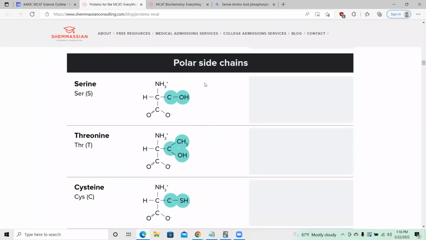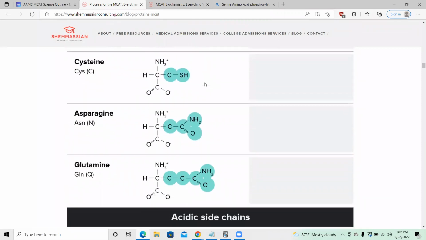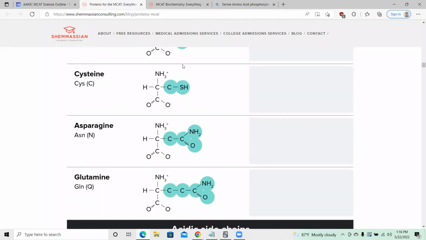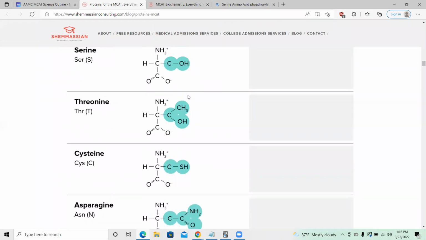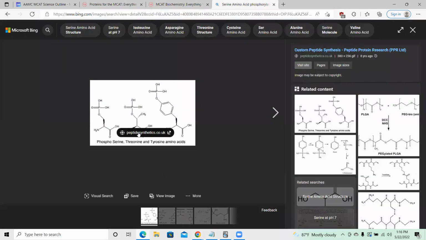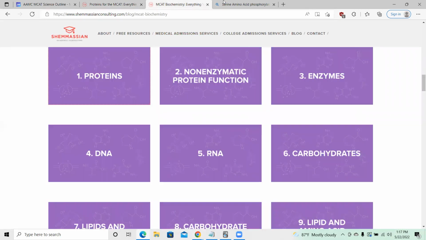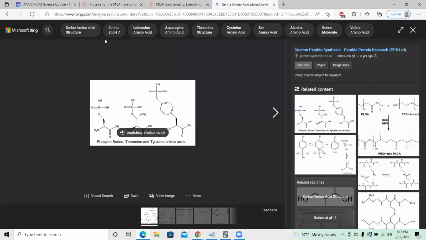So these are polar amino acids. Polarity just refers to the fact that they have like an electron imbalance. Does that include threonine? Yes, threonine has an OH. So threonine is right here, phosphorylated. So serine, threonine, and tyrosine are the three amino acids that can be phosphorylated because they have this free hydroxyl group that can attack a phosphate.